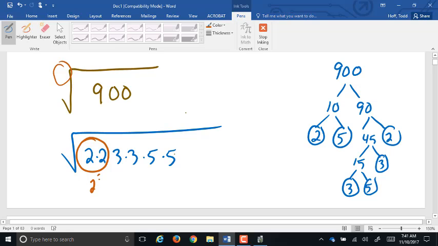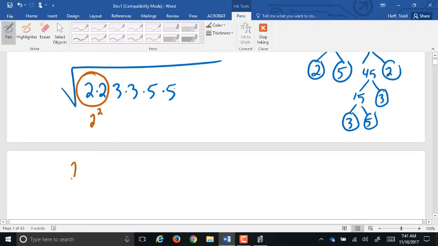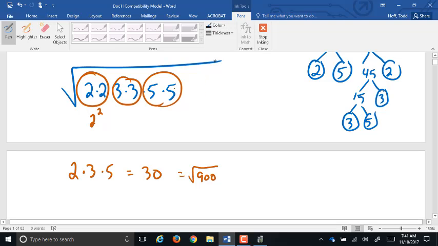Remember, we can think of that as 2 to the power of 2, but when we did a root, what did we do to the power? We divided it by 2, right? So outside the root, that's going to become 2 to the power of 1. This is 3 to the power of 2, so it's going to be 3 to the power of 1. This is 5 squared, so it's going to be just a 5. 2 times 3 times 5 is 30. 30 is the square root of 900. Does that make sense?